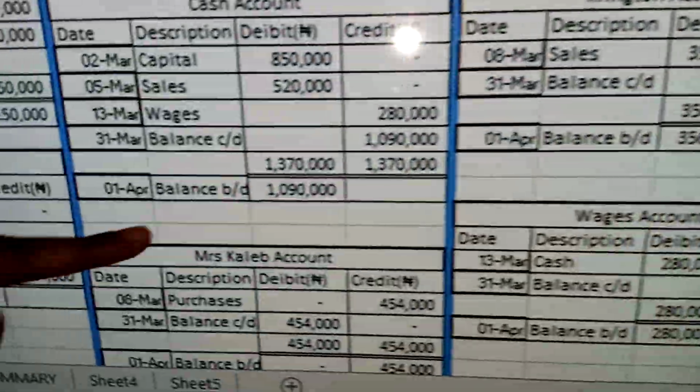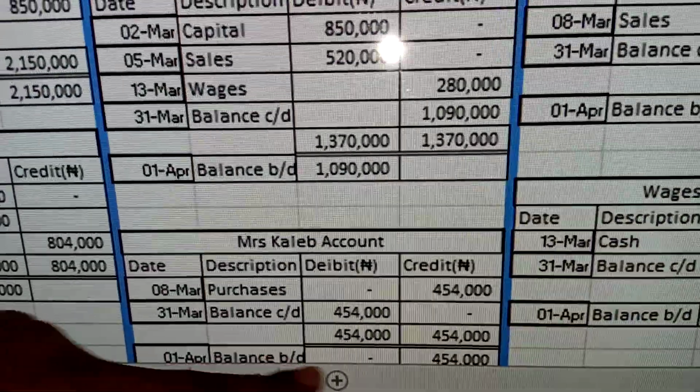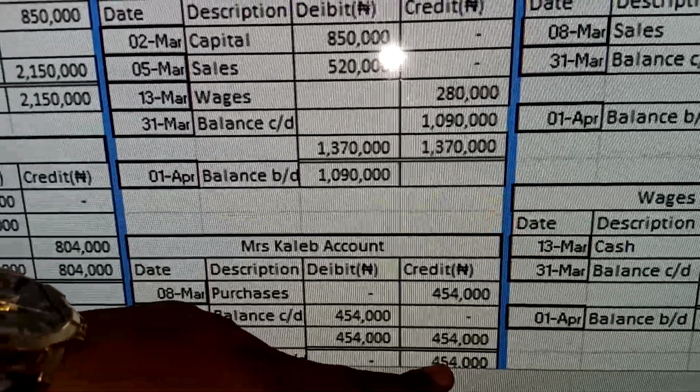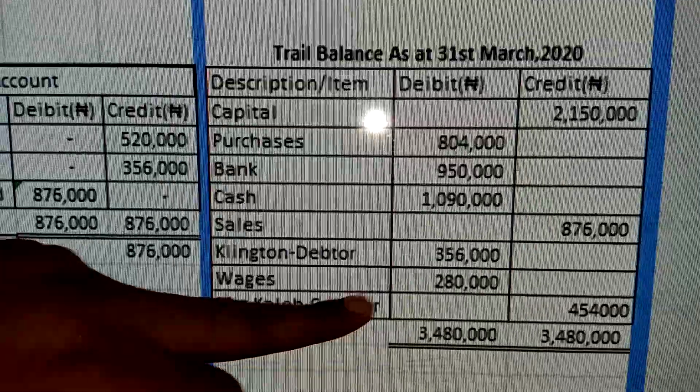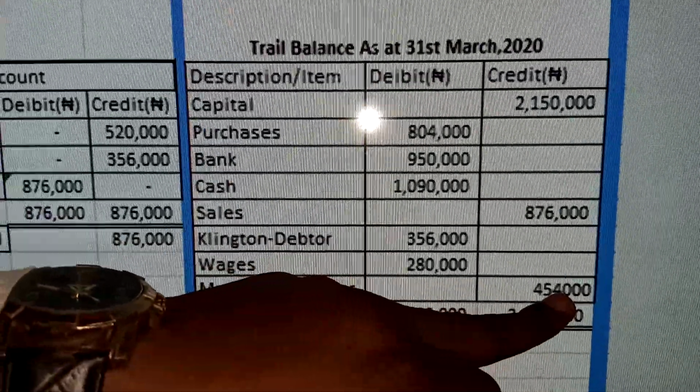So we have Mrs. Caleb. The balance brought down is in the credit side. Caleb is a creditor here. So Caleb will appear in the credit side here. Mrs. Caleb, creditor, 454,000.